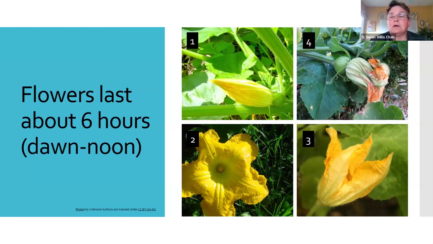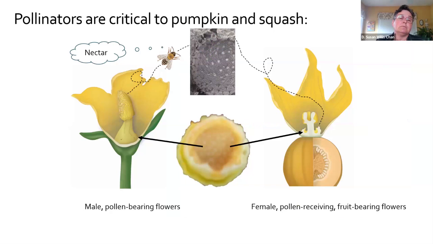So in these crops, they're very interesting. They have a new crop of flowers every day, and those flowers open at dawn and they close about noon, and that may vary according to temperature and humidity. But bees are associated with both open flowers, like in number 2, and with wilting and closed flowers, like number 3 and 4. Squash bees, I mean.